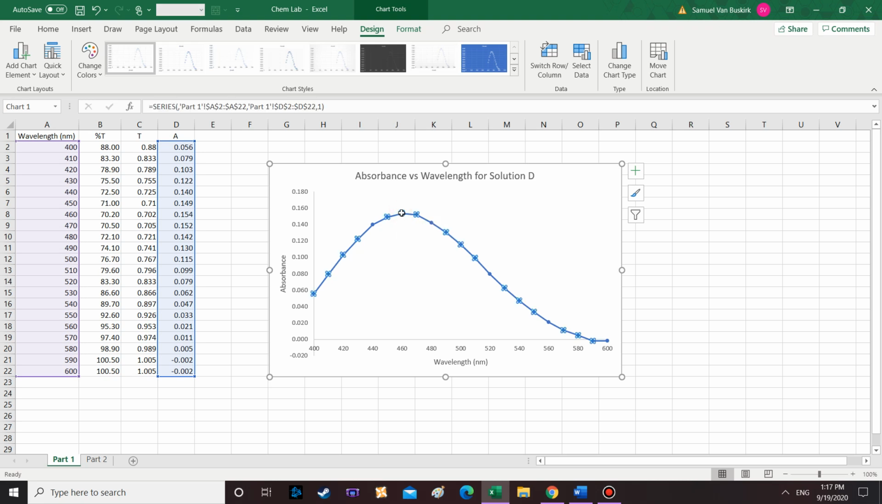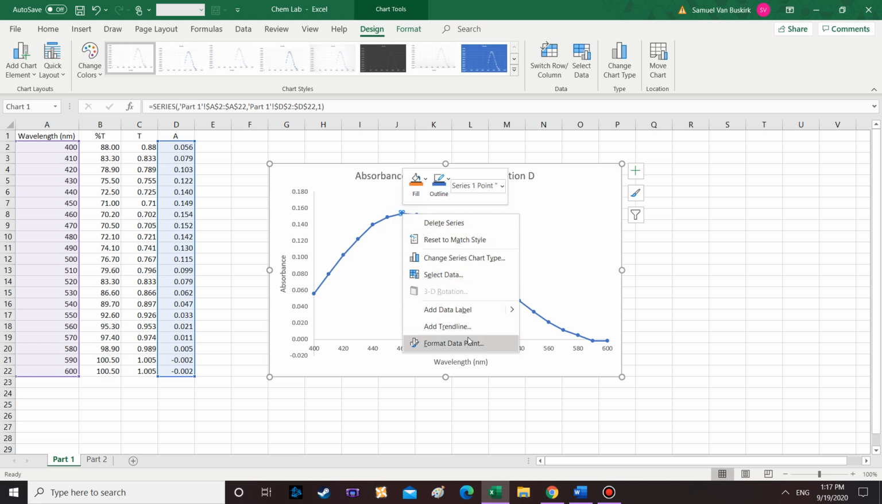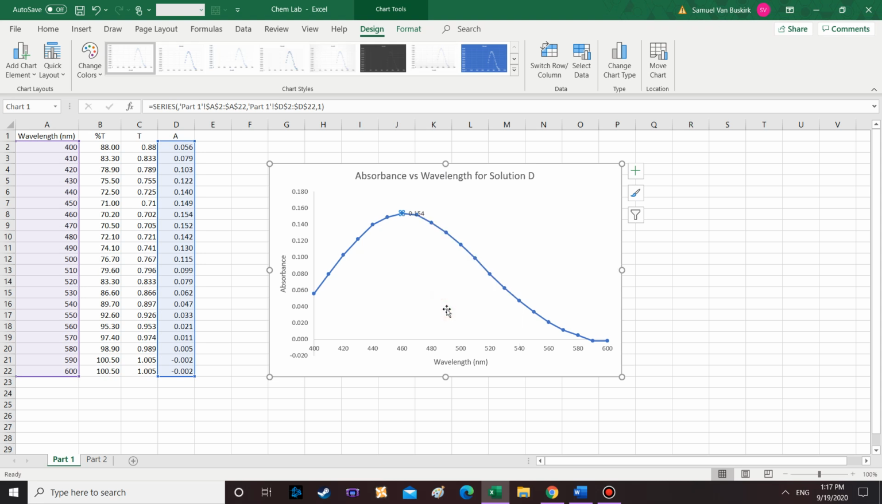So I'm going to click on this data point here. I'm clicking on the data series right now. You can see all these points are selected. I'm going to click again. This is just the single point. You can see it's only selected now. Now that it's only selected, I'm going to right click, format data point, and oh no, not format, sorry, add data label. We're just going to click that.